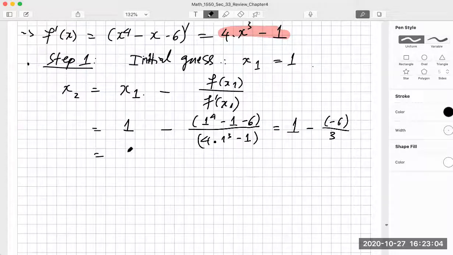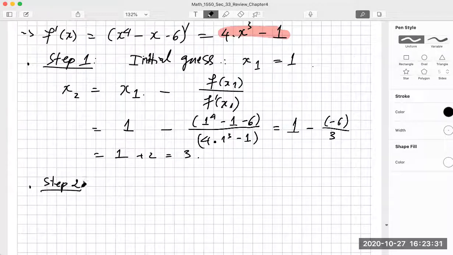So we see that it will be 1. Negative of negative gives us a positive. And here, 6 over 3 will be 2, right? It gives us 3. Wow, and it's big. Then it's fine. Let us try.